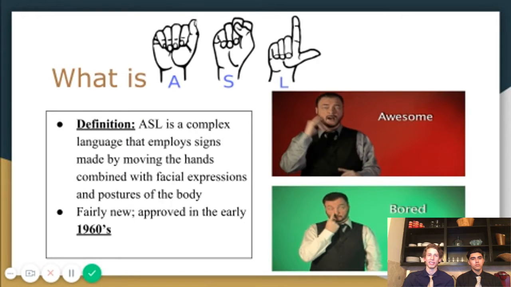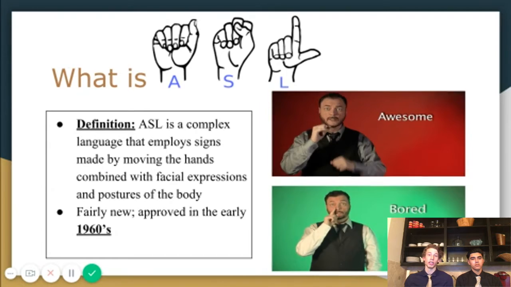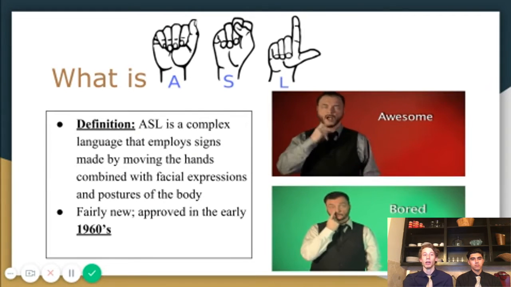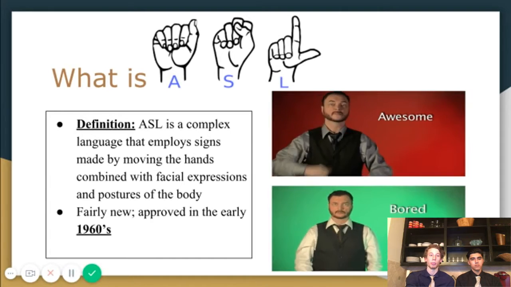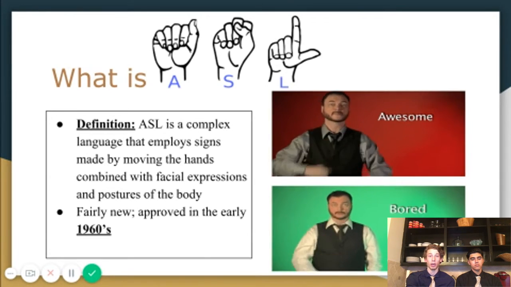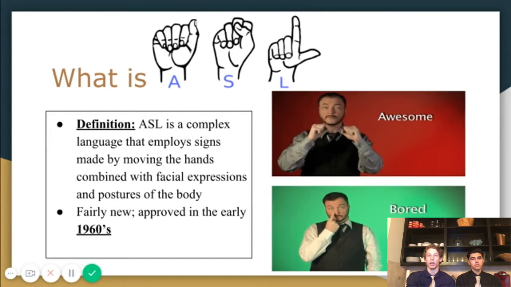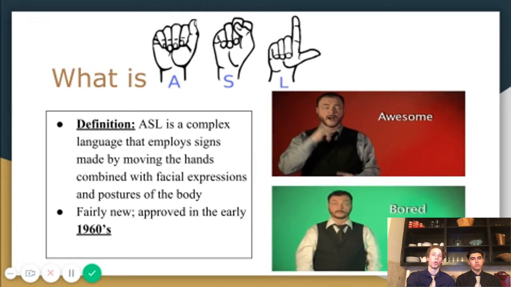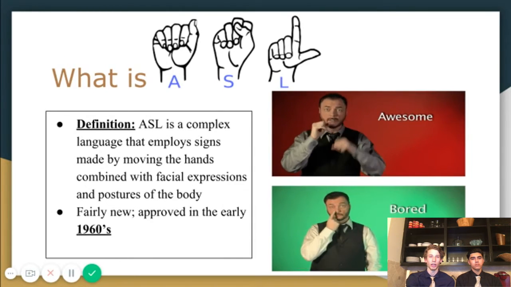So what is ASL? ASL is a complete, unique, complex language that employs signs made by moving hands combined with facial expressions and postures of the body. It is the primary language of many North Americans who are deaf and is one of several communication options used by people who are deaf or hard of hearing. ASL is a fairly new language, only being approved in the 1960s.